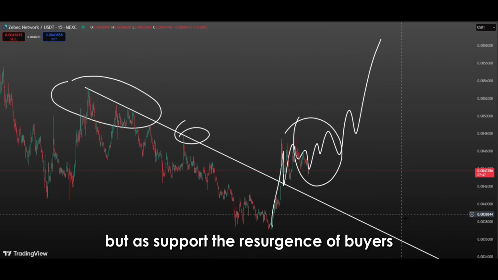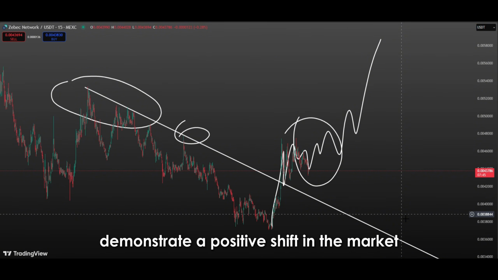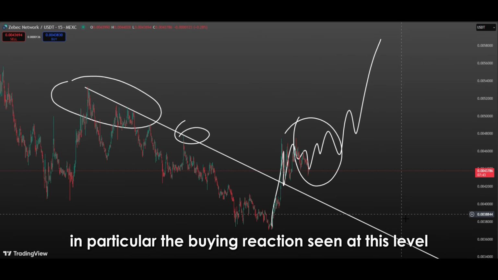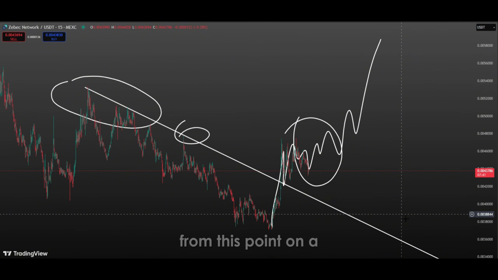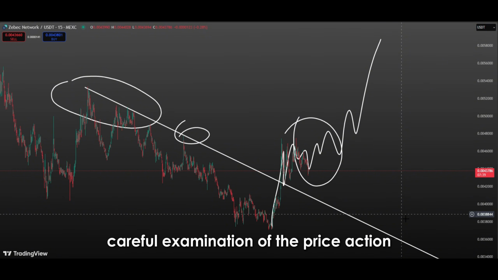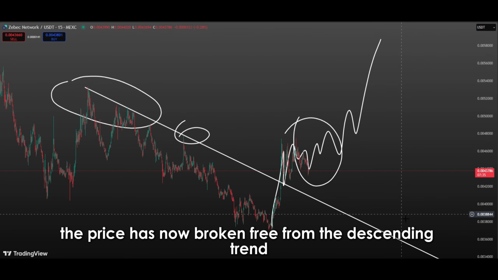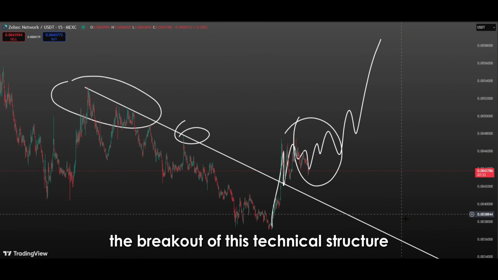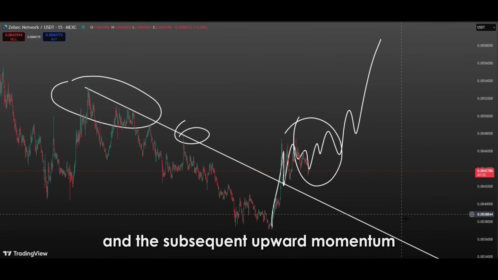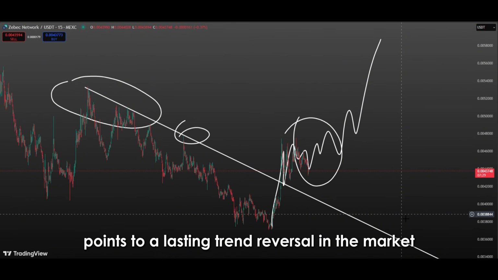The resurgence of buyers and the weakening of selling pressure during the retest period demonstrate a positive shift in the market. In particular, the buying reaction seen at this level was a promising sign for the future direction of the price. From this point on, a careful examination of the price action shows the beginning of a highly positive and stable uptrend. The price has now broken free from the descending trend that once constrained and pressured it. The breakout of this technical structure, followed by the retest and the subsequent upward momentum, typically points to a lasting trend reversal in the market.